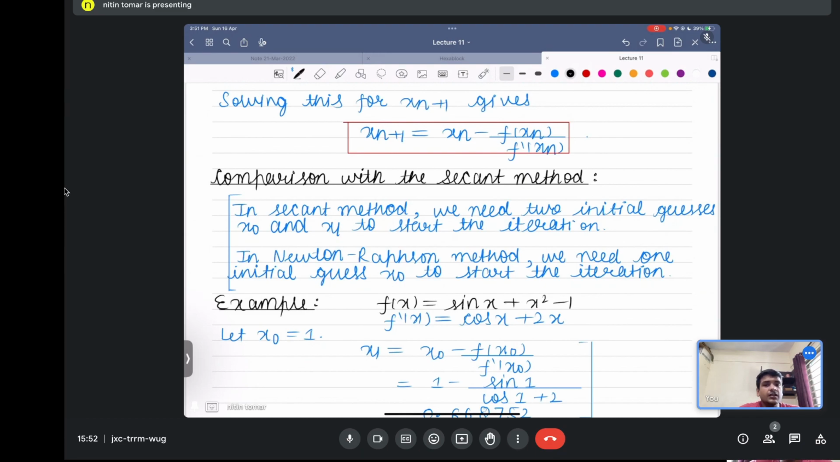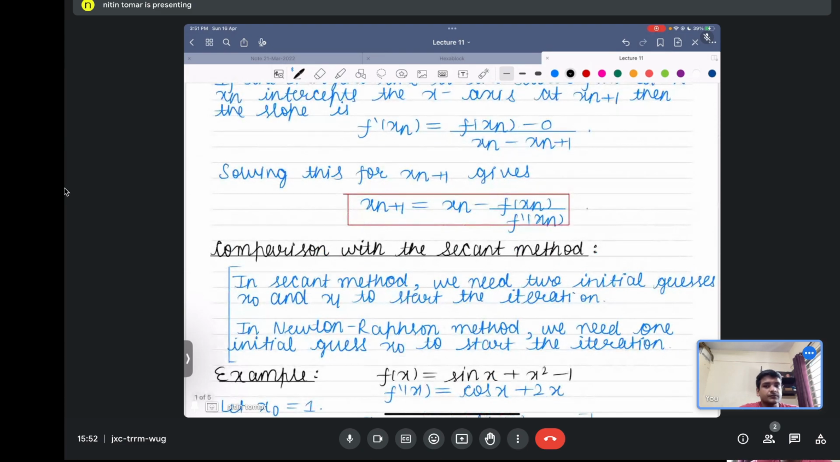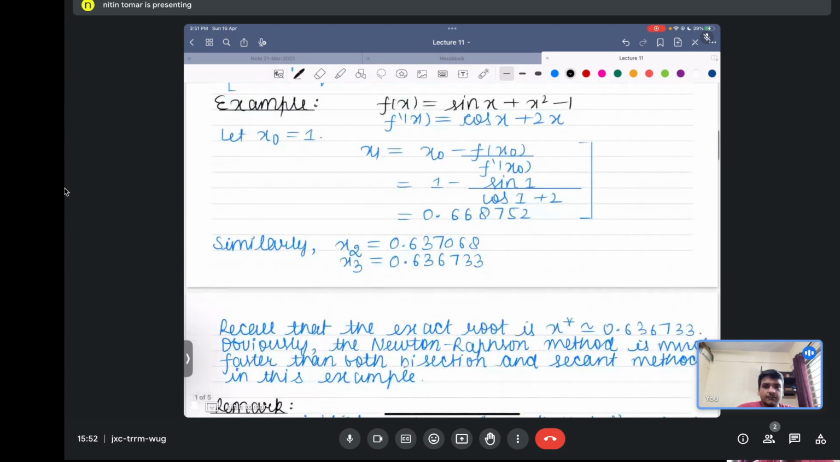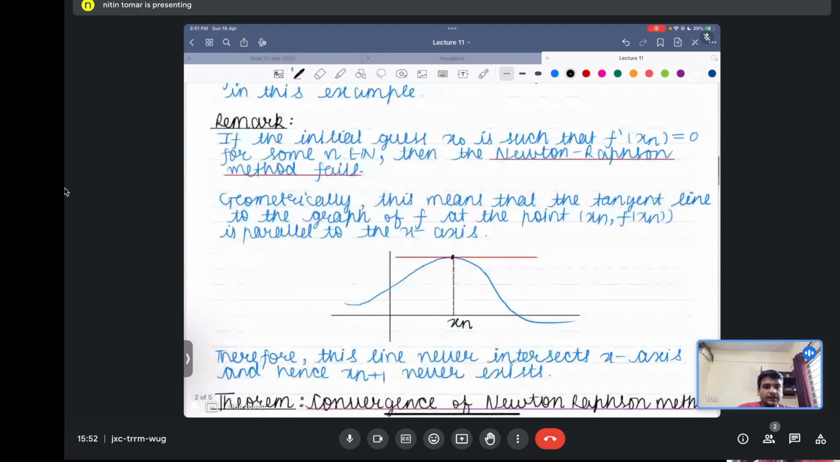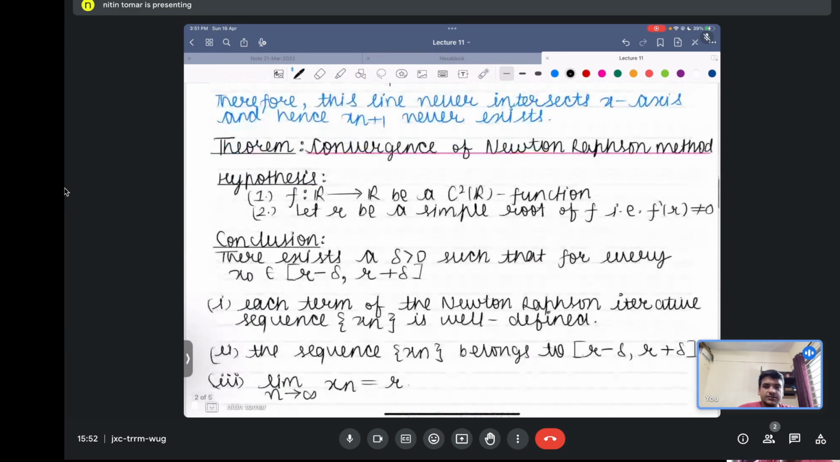But you see, in the secant method there was no f prime term. Just continuity was sufficient to apply the secant method, irrespective of the convergence. Here it is not the case. You have to ensure that the first derivative exists. So Newton-Raphson method is applicable to at least once differentiable functions. Then we saw some examples and then we saw this convergence theorem.